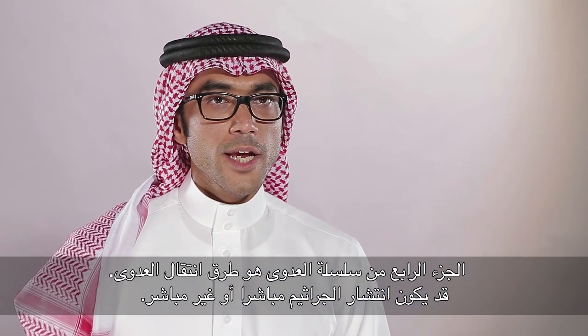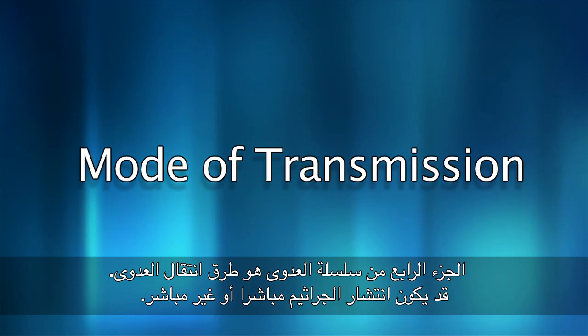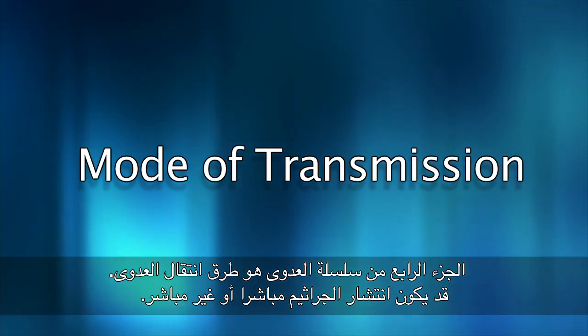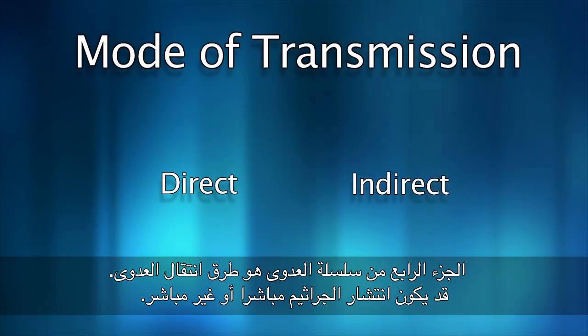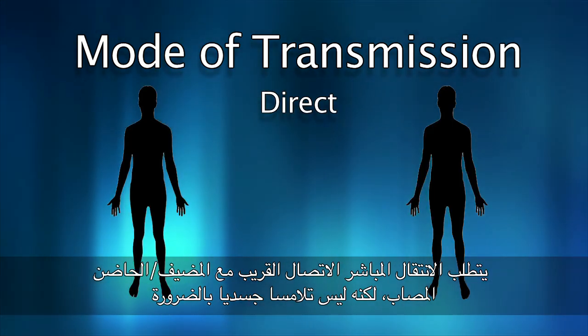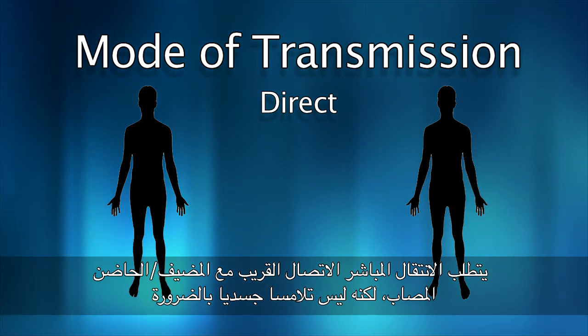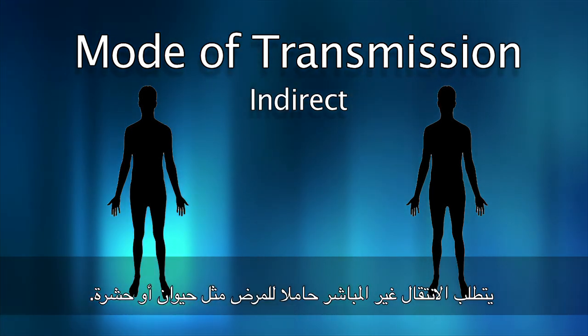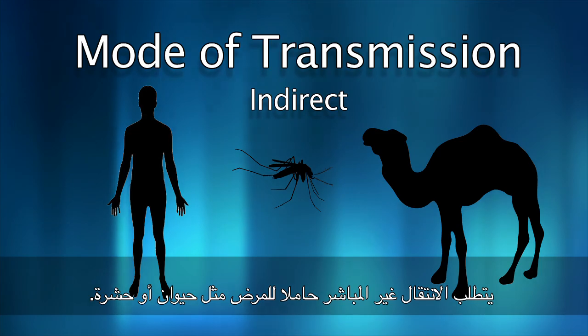The fourth part of the chain of infection is the mode of transmission. The spread of the infectious agent can either be direct or indirect. Direct transmission requires close contact with the infected host, but not necessarily physical contact. Indirect transmission requires a vector, such as an animal or an insect.